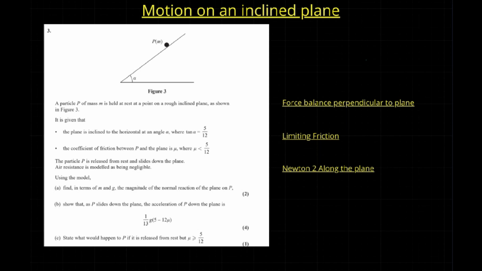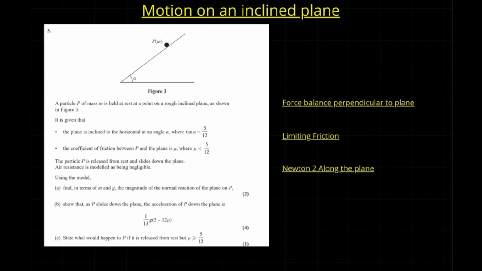It tells us that a particle P of mass m is on the inclined plane and it is held at rest. The plane is rough, which just means that there is friction. The angle of inclination is defined by tan alpha is 5/12. The coefficient of friction between the plane and the particle is mu, and mu is less than 5/12. The particle is now released and it starts to slide down the plane.